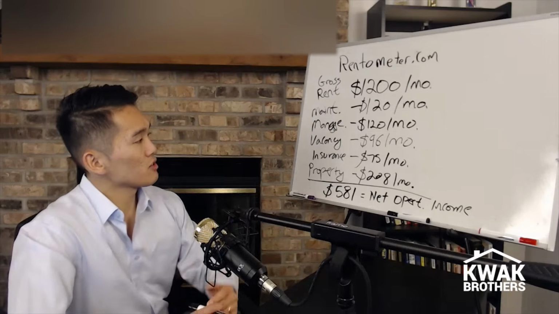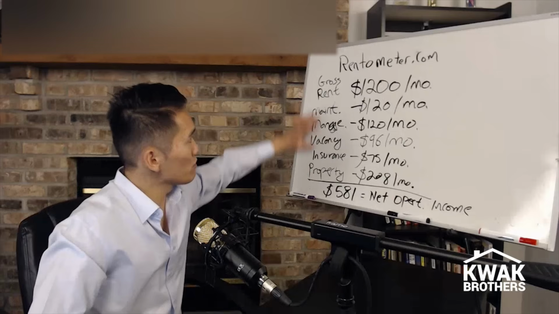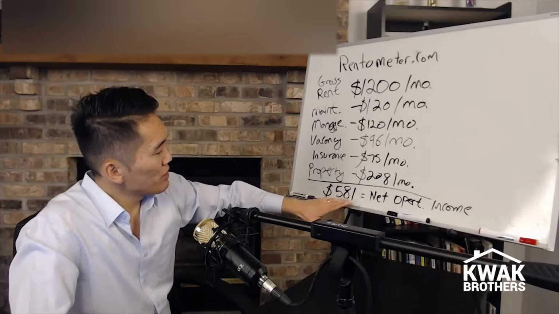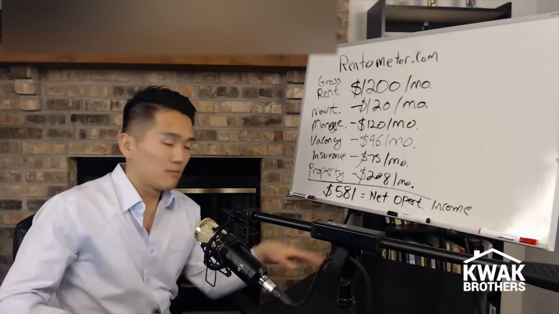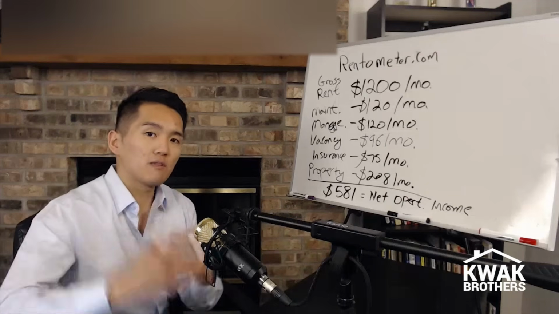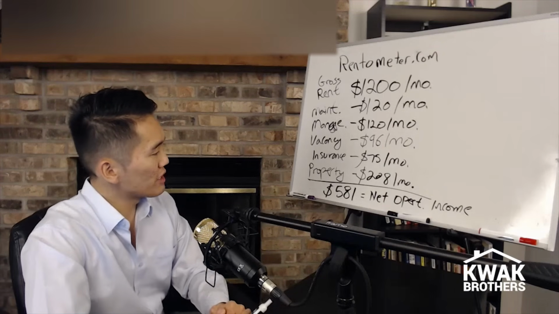Usually the property taxes are really high, whereas everything else should be okay. Now with the 581, I'm comfortable with that. I like that number. It fits in my 45 to 55% ratio that I'm looking for.